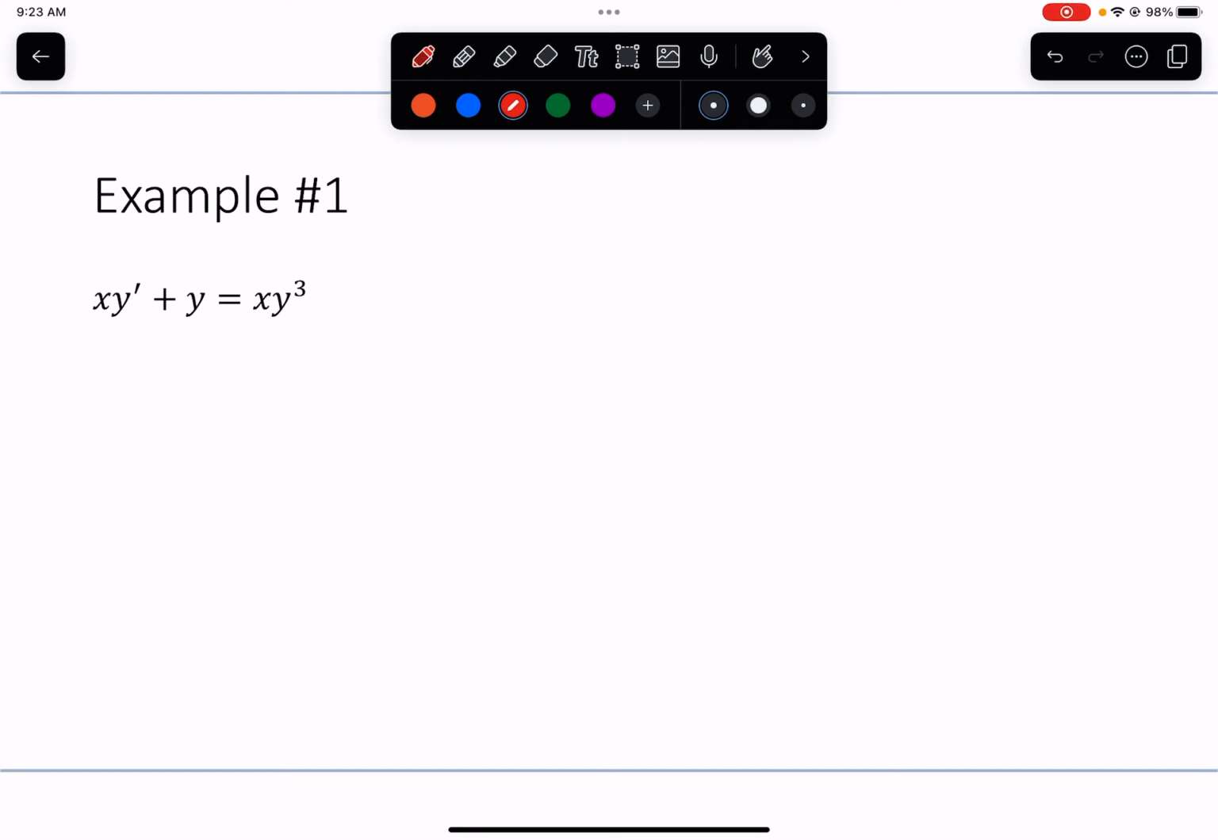So we are given xy prime plus y is equal to xy cubed. Our objective in Bernoulli's equation is to transform the equation into this format. We will be introducing a new variable here, which is v. So it will become dv with respect to x, plus p of x times v, equals q of x. This is our objective here, that is, to transform the given Bernoulli's equation into the standard form of a linear equation. That can be done.